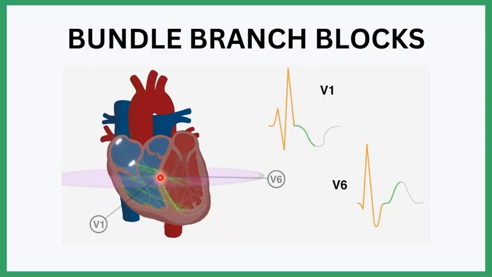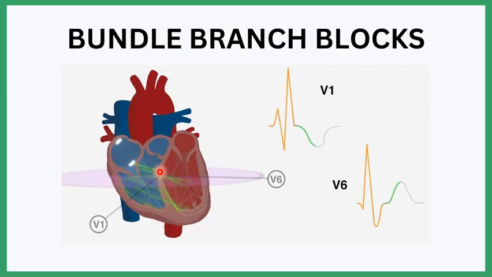And as that electricity moves from left to right, it initially is producing a positive complex over here in V1. So when we see in V1 that there's a little positive upstroke here, that's depolarization of the septum from left to right. Now remember, we have a right bundle branch block, so impulses cannot go down that right side. Everything goes down the left side.